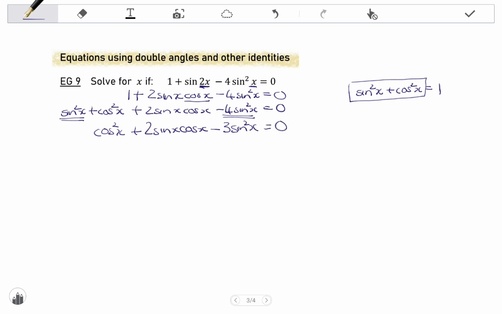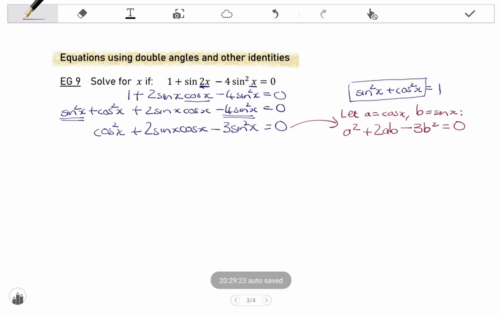Now what we have here is a trinomial that we can factorize. It will take practice for you to get your eye in to see this clearly and be able to factorize. But what you can always do is write it in terms of a variable. So let's say let a equal cos x and b equal sin x, and just rewrite it in terms of a and b. So this would be a² + 2ab − 3b² = 0. And this you can more readily factorize.